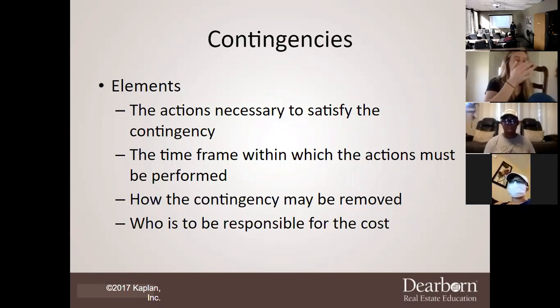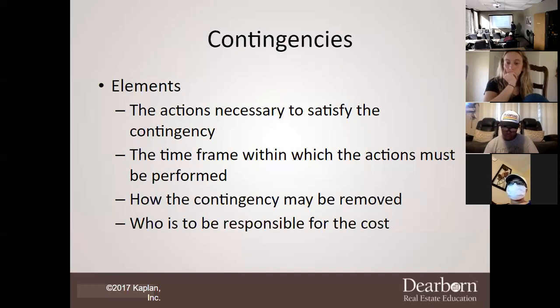So all these elements must be in there for a contingency to be valid: a time frame, how the contingency may be removed, how it is going to be removed if it's fulfilled or not fulfilled, and who is responsible for the cost of the contingency. Usually how the contingency will be removed is either the qualifications were not met, some of the elements were not met, or the contingency was completed. So say pre-approval was the contingency. If I get pre-approved, the contingency is automatically removed because I already did what the contingency was, if that makes sense.